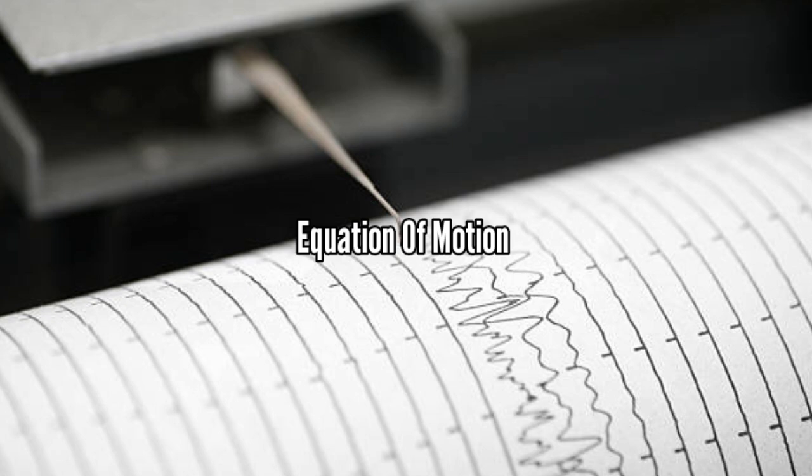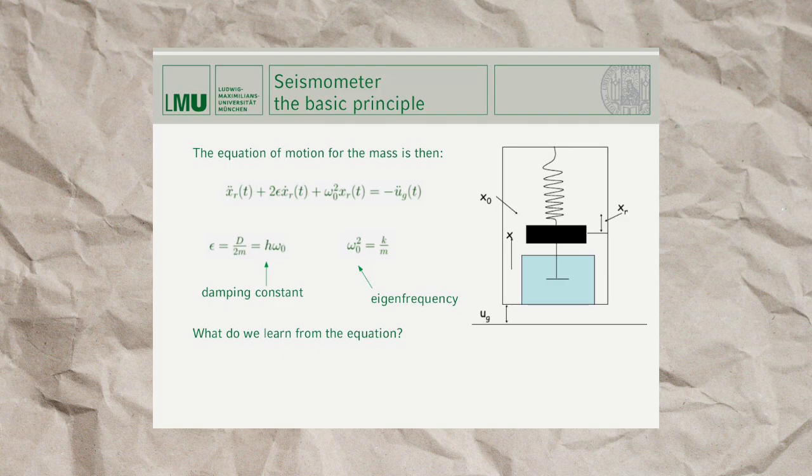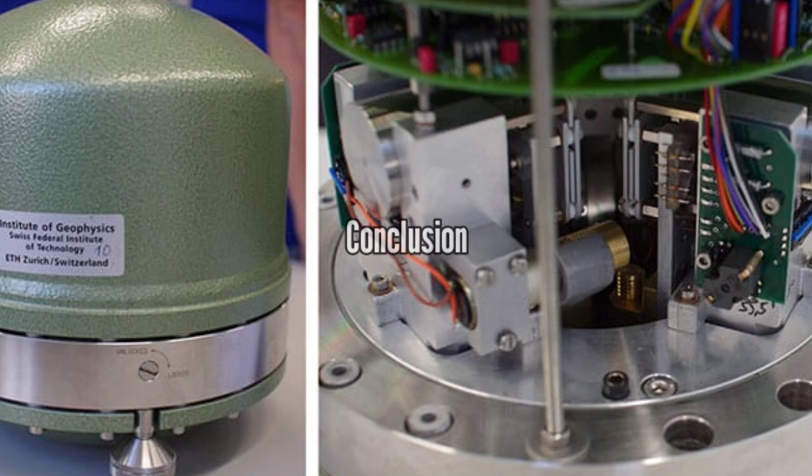We can express the equation of motion for this system as follows. This equation shows that the acceleration of the mass relative to the casing depends on the damping factor and the natural frequency of the system. Damping constant, epsilon, indicates how quickly oscillations decrease over time. Eigenfrequency, omega, is the system's natural frequency, which depends on the spring constant and the mass.